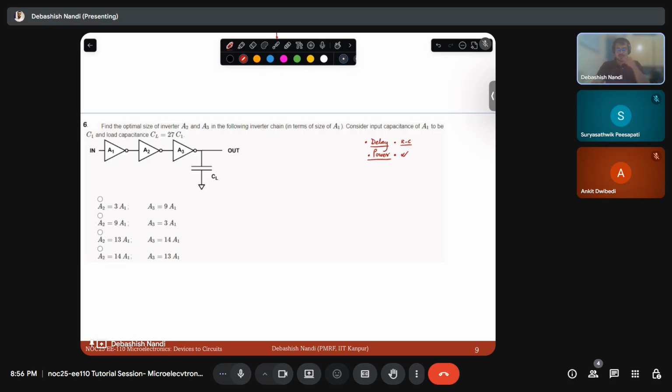Okay. So I think we can close on this note, and next week we'll do the delay and power optimization problems. Maybe we'll touch upon logical efforts and all.